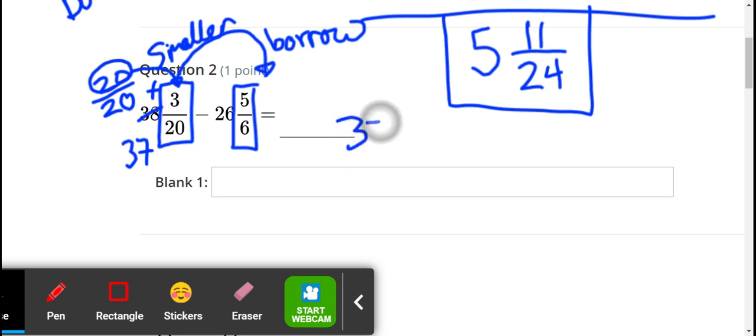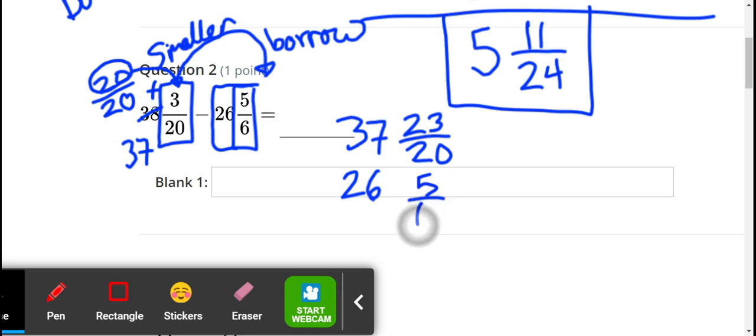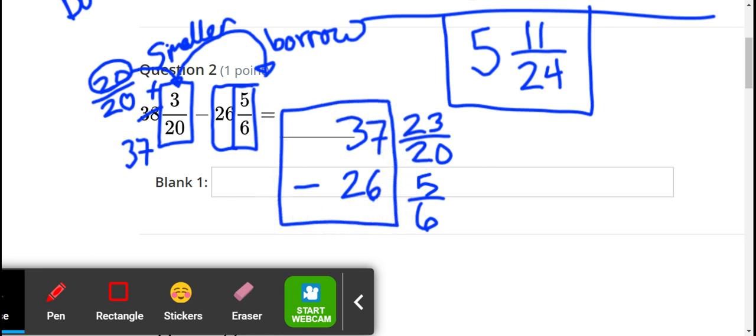So over here we have 37, and then we have 23 out of 20. Now we can subtract 26 and 5/6. And we have 5/6 here. Have whole numbers on the left and fractions on the right.